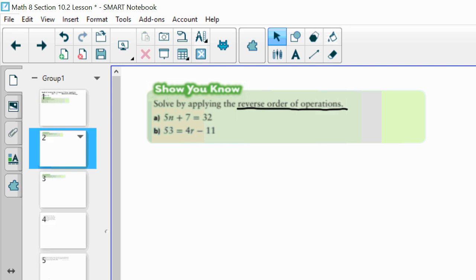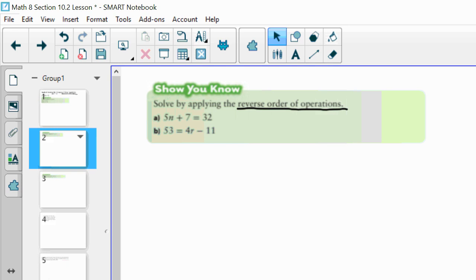So you'll see things asking you, solve by applying the reverse order of operations. That means, I have 5 times n is equal to 25. I'm going to do the opposite operation, so I'm going to divide by 5. So 5 times n divided by 5: 5 divided by 5 is 1n, so I'm just left with n. I also divide by 5 on the right side to keep my equation balanced. 25 divided by 5 is 5, and so I get my solution that n is equal to 5.